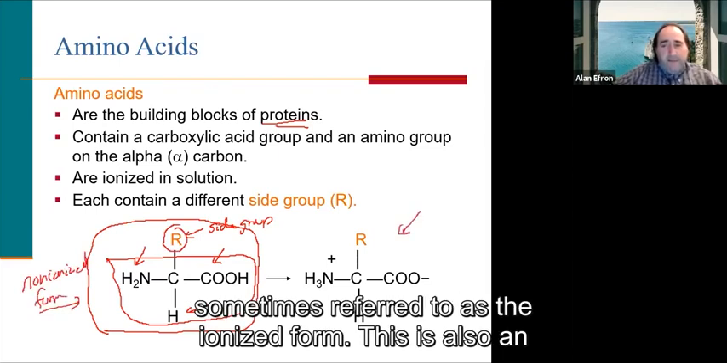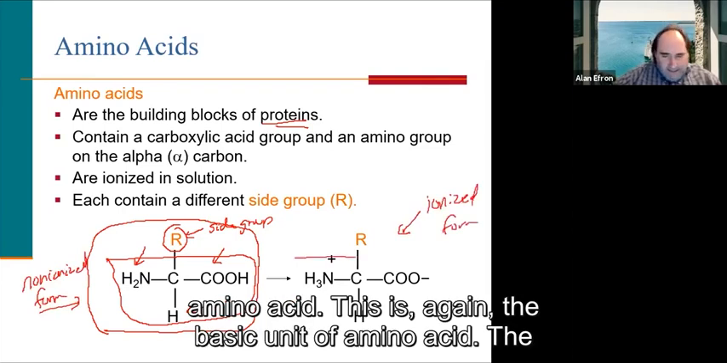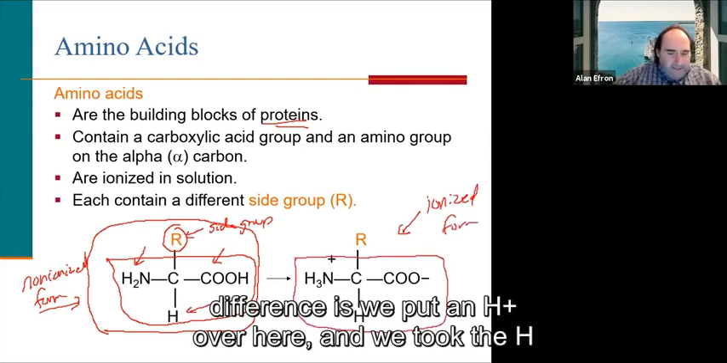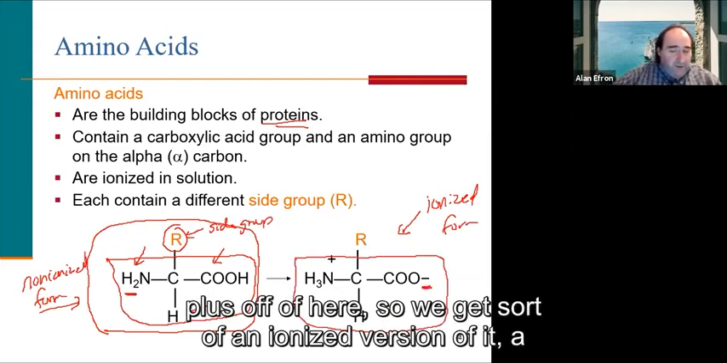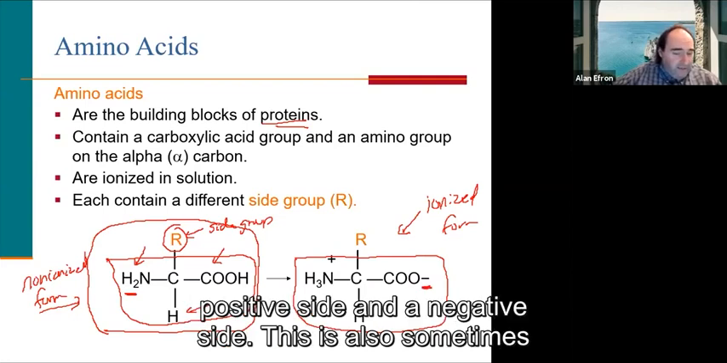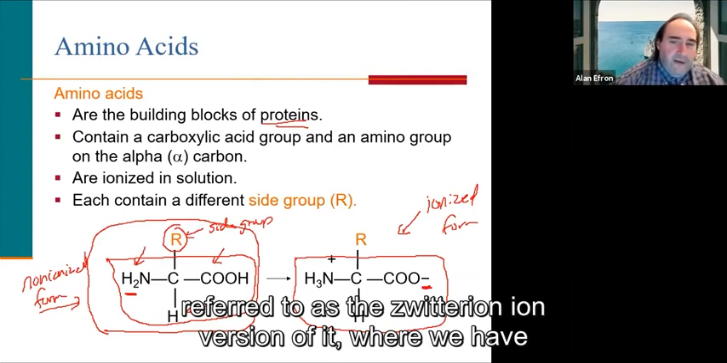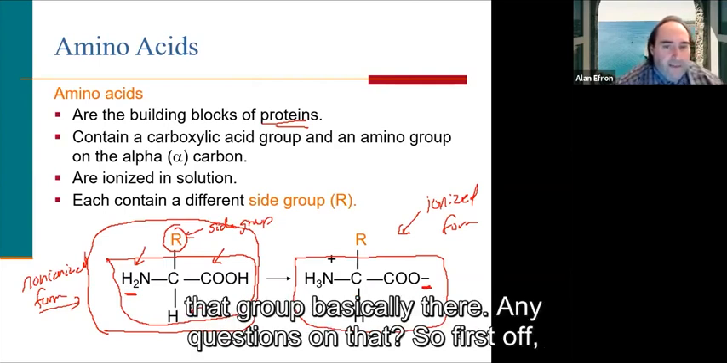This is what is sometimes referred to as the ionized form. This is also an amino acid. This is, again, the basic unit of an amino acid. The difference is we put an H plus over here, and we took the H plus off of here. So we get sort of an ionized version of it, a positive side and a negative side. This is also sometimes referred to as the zwitterion version of it, where we have that group basically there.